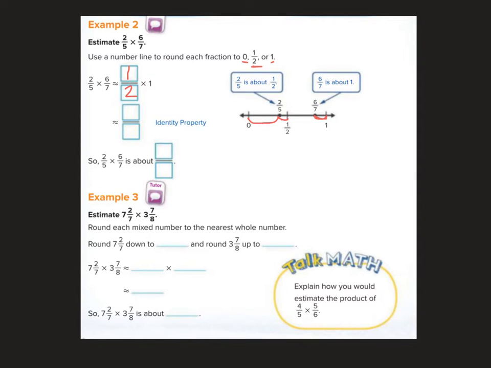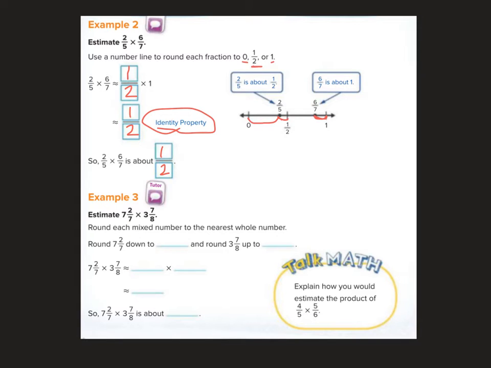6/7 is about a whole, so we're going to round that up to 1. 1/2 times 1, using the identity property, anything times 1 is itself, I'm going to get 1/2. So 2/5 times 6/7 is about 1/2. Oh yeah, because we're just estimating. I don't need to find the exact, because it just says estimate it. Wonderful. That wasn't so bad, I guess.